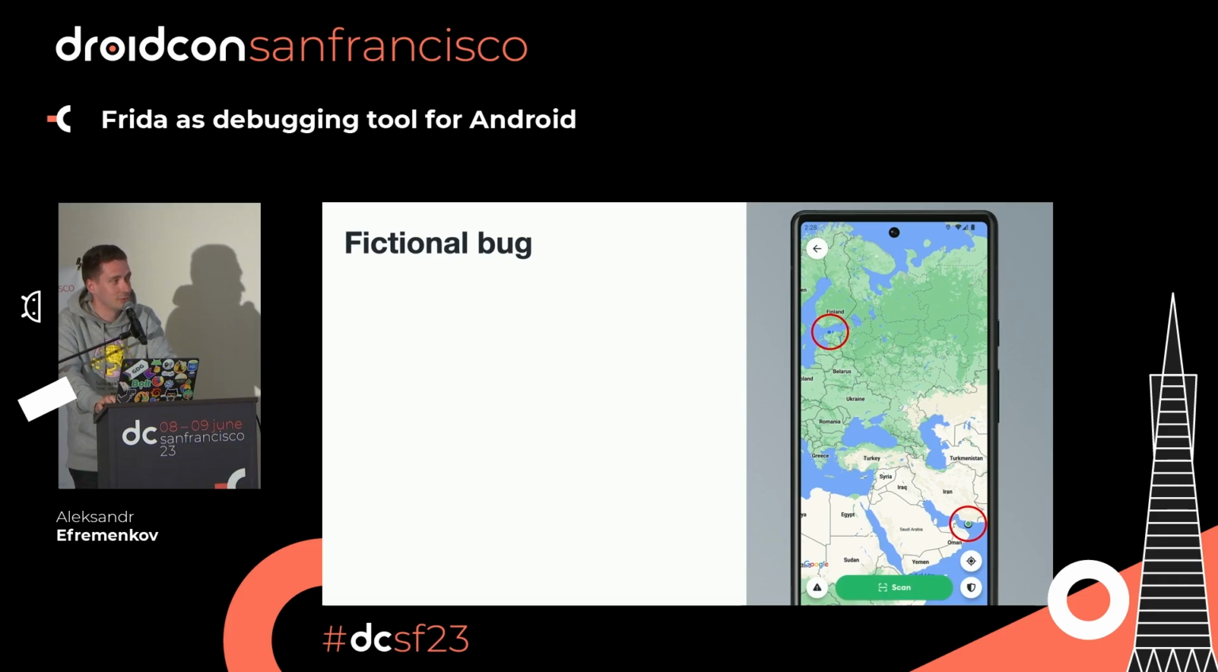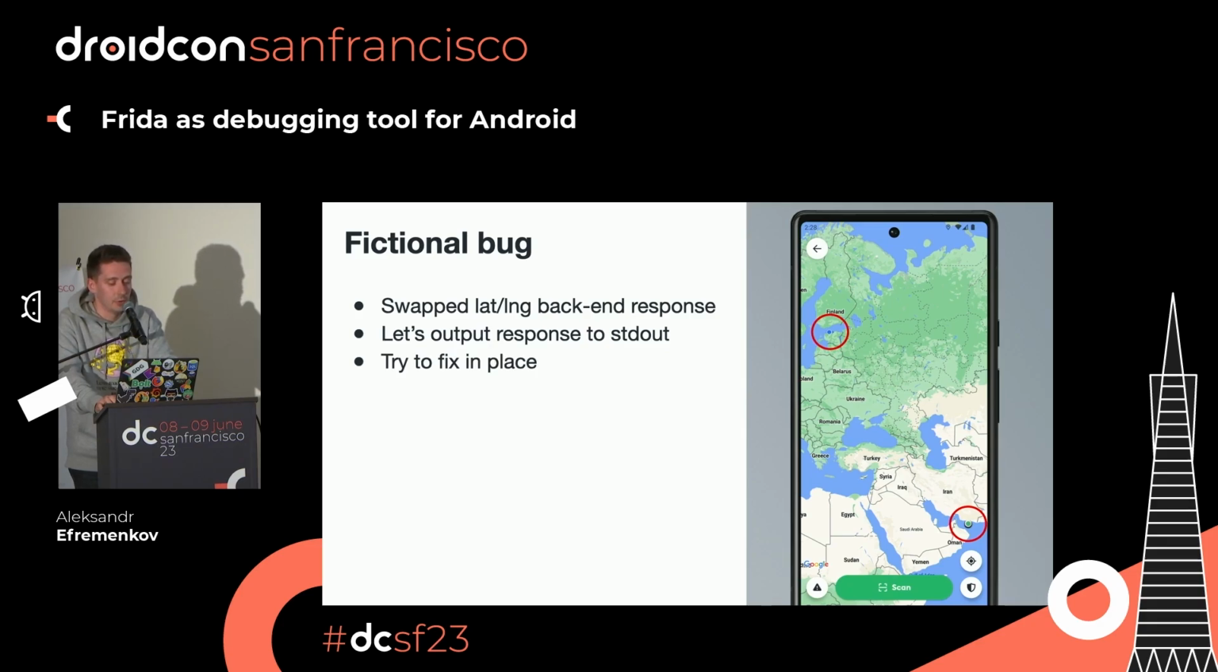It's a kind of task to make a bug for you. So what we will do, we will just swap the latitude and longitude coordinates and make a fictional bug as a backend response for us, some invalid data. Then we'll log our incorrect output and try to figure out whether it is correct or not. And the third one, we will try to fix the bug in place, to make sure that this is the original problem and we could fix it in the backend.